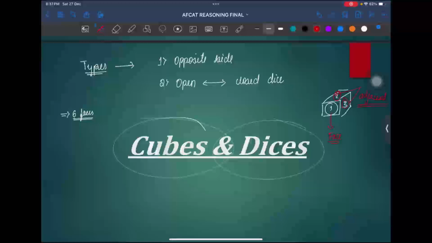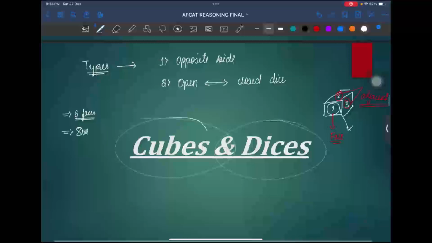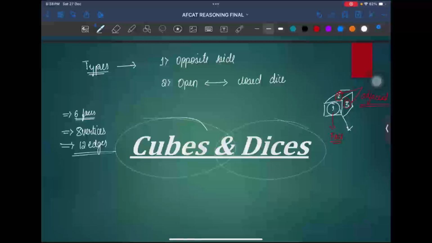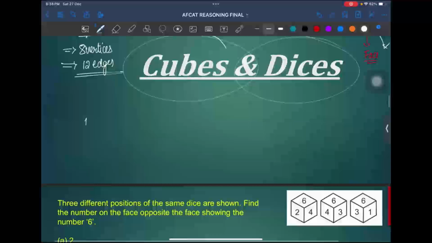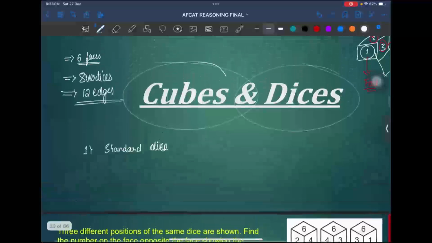So in a dice you'll have six faces and eight vertices. Vertices in the sense, these corners, and 12 edges. And you'll have two types of dice. One is the standard dice. Standard dice is nothing but the dice which you use to play snake and ladder.